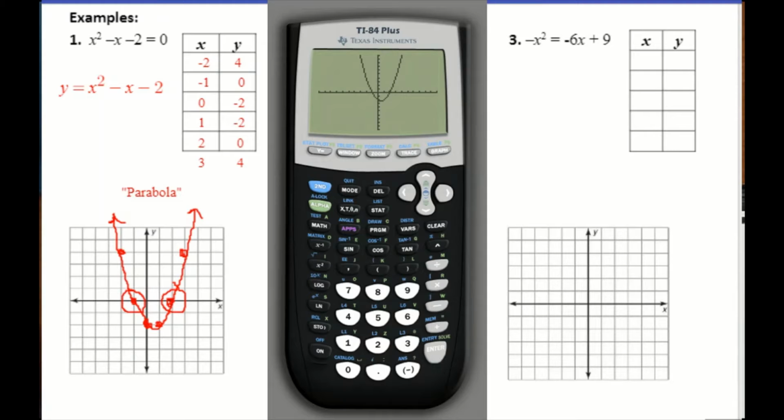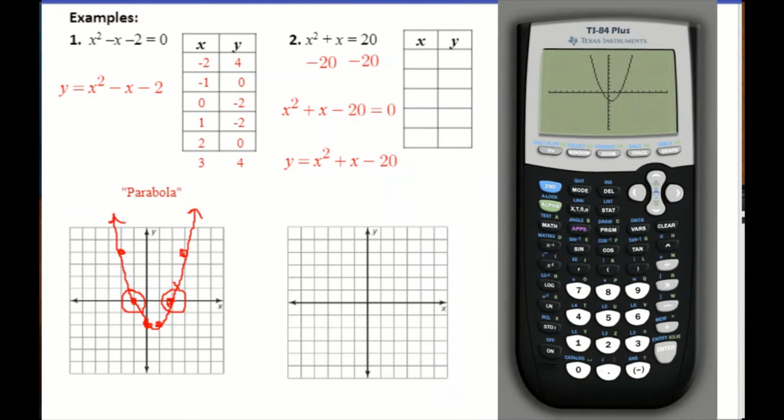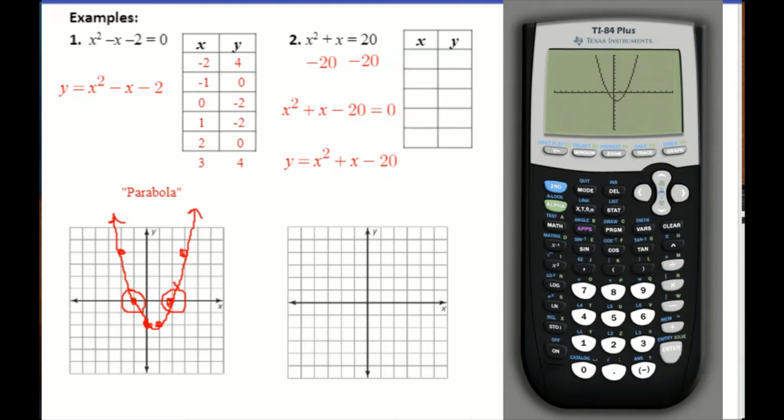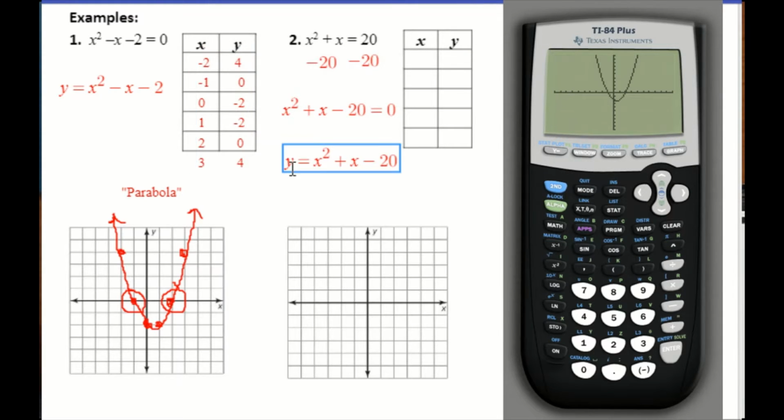Oh, I just realized you can't see anything I'm doing here. Let me move this over. My bad. There we go. Okay, so just to recap there, sorry I covered that up, but we're going to subtract 20 from both sides, which gives me x squared plus x minus 20 equals 0, and then we're going to graph the related function y equals x squared plus x minus 20.